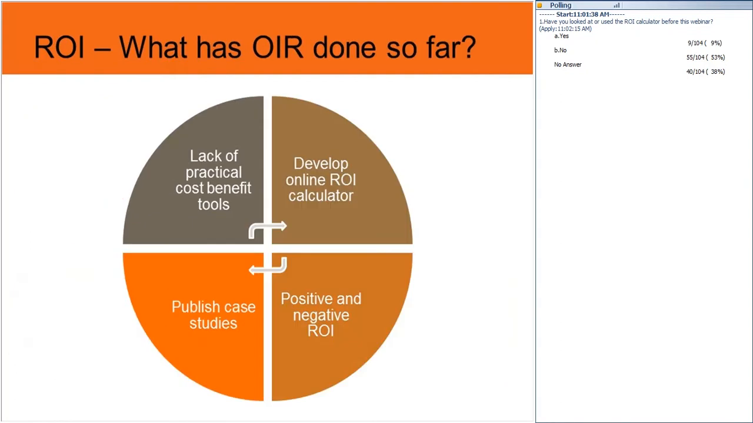So what's the Office of Industrial Relations done so far? With a literature search and also industry feedback, we found that there weren't many practical cost-benefit tools that really capture the true cost of a workplace incident and implementing a health and safety intervention. And so we sought to develop our own ROI calculator that would be available online as opposed to Excel spreadsheets that you can download and probably get lost in your number of files on your computer, that would capture both positive and negative ROI. We want to do this because we believe it's really important to know what works and what doesn't across different business sizes and industry sectors.